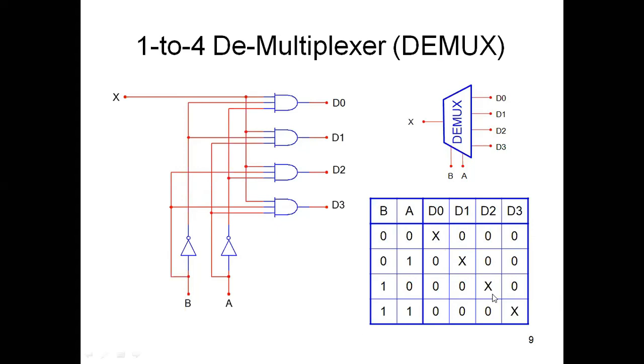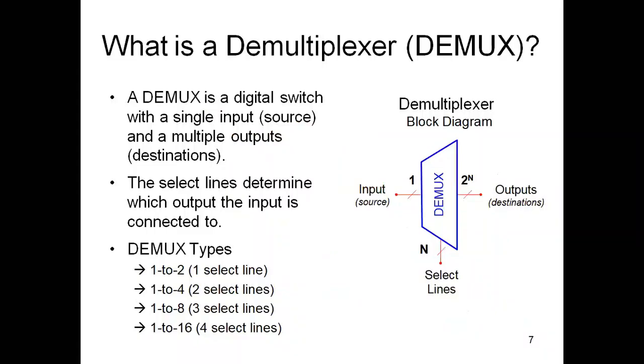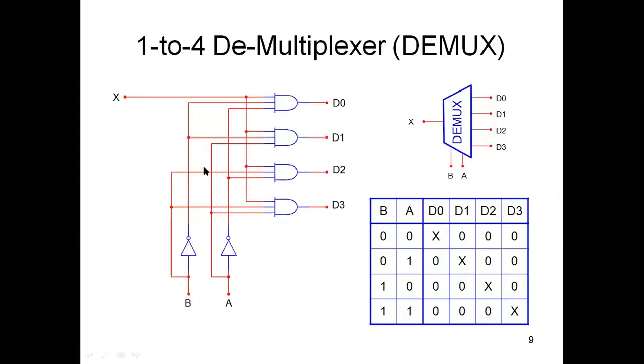So here we will take A, B as 0, 0. A selection line and B selection line. So A selection line is 0 and B selection line is 0. Here there is a 1 to 4 multiplexer, where X is the input. X you can pass as either 1 or 0.